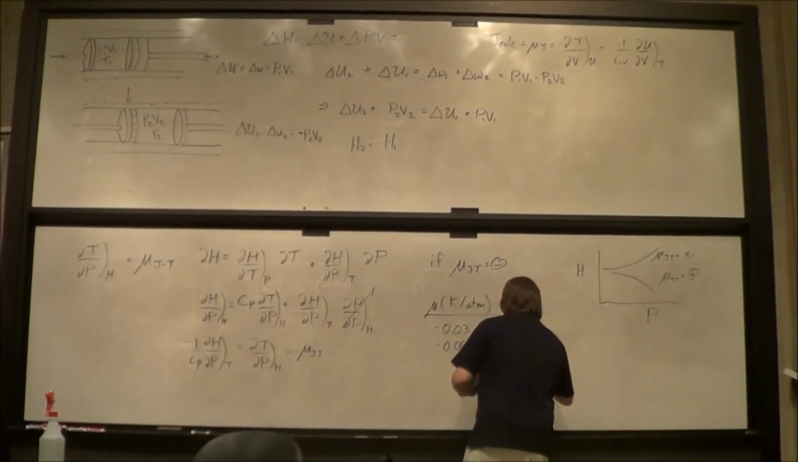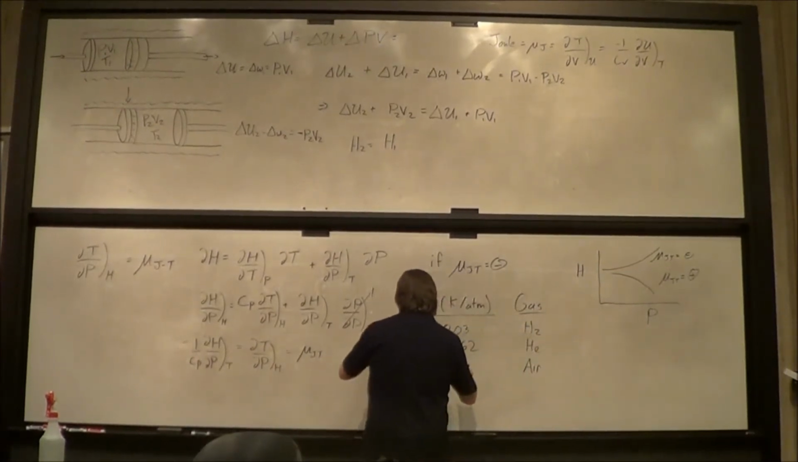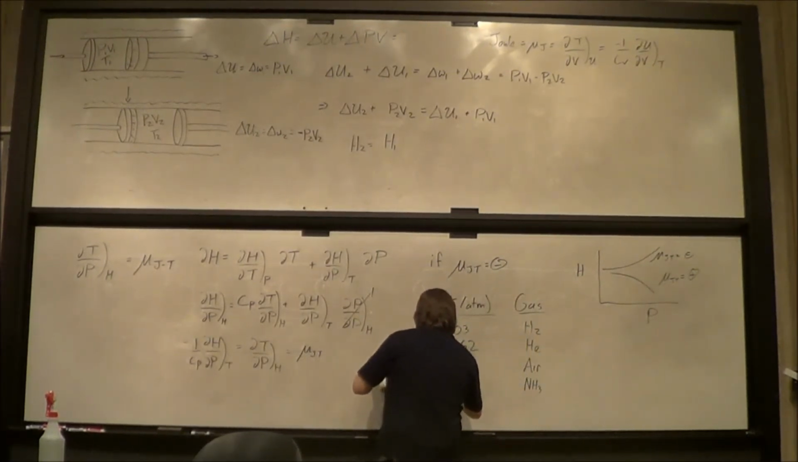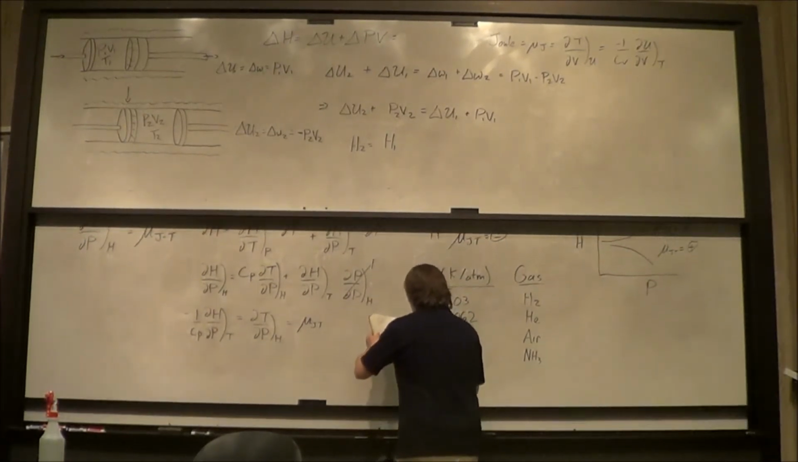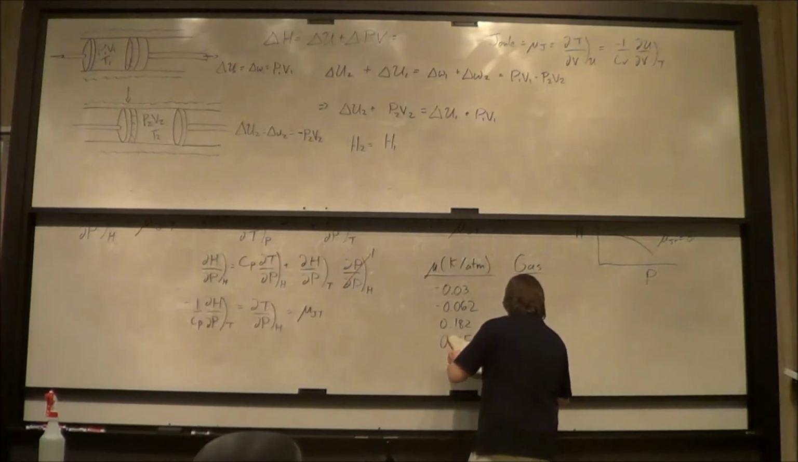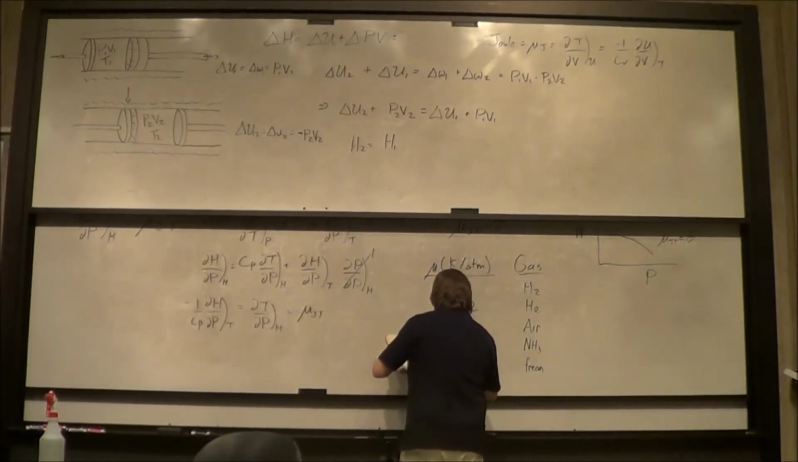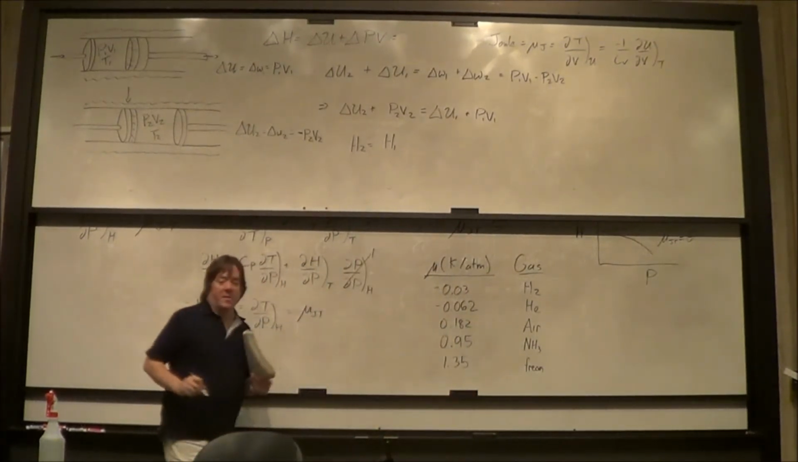Air, 0.182. Ammonia, which is very topical, I'm going to talk about this in a second, 0.95. Now, again, remember, these are kind of small. These are definitely kind of small. And then Freon. Freon is a chlorofluorocarbon. It's a bigger number still.